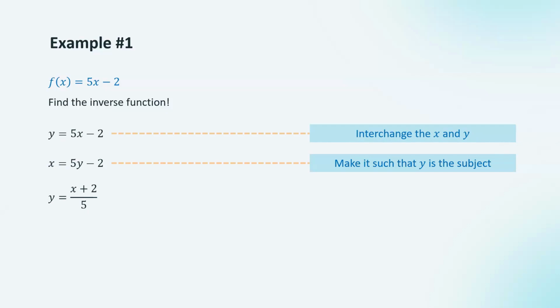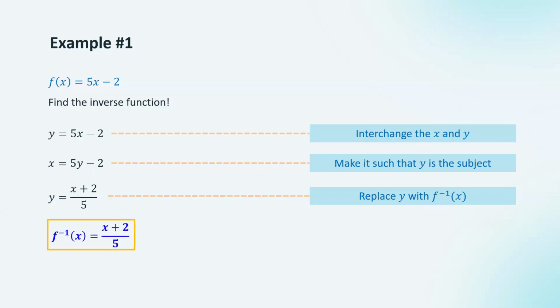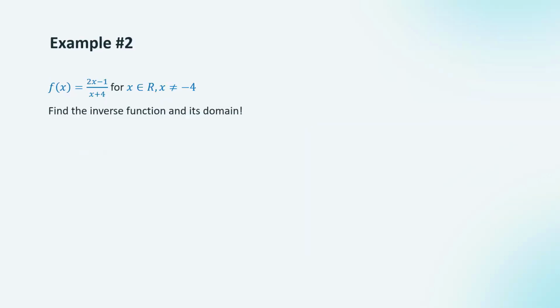But remember, we are not done yet because we need to replace the y with f minus 1 of x. This is the final step and we cannot forget this, guys. So we now know that the inverse function is going to be (x plus 2) over 5. Pretty simple, right? Let's try to see the next example.